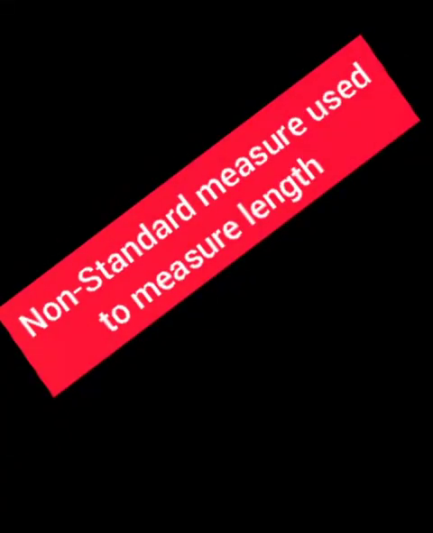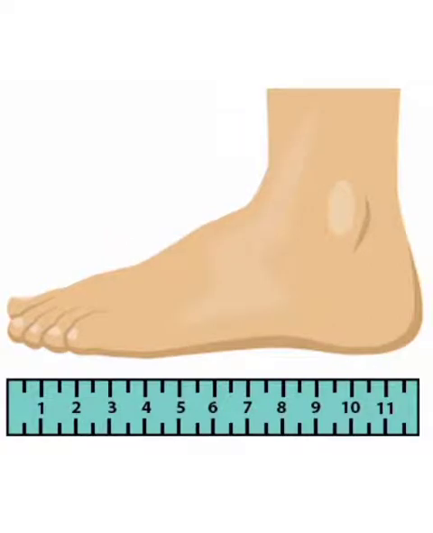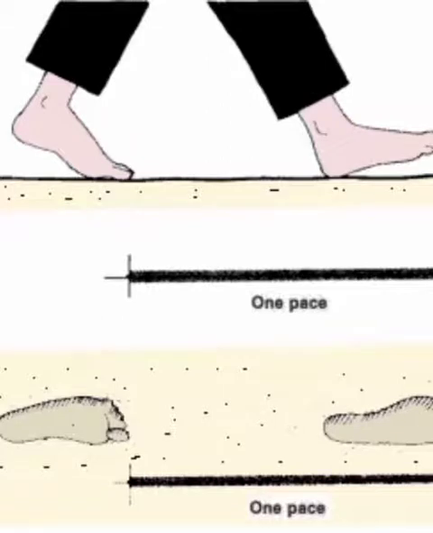Now, let's learn about non-standard measures used to measure length. Human beings first used different parts of their body to measure length. They used the length of their foot to measure the length. This is called a foot span. Next, they used their footsteps to measure the distance between 2 points. This is called a pace.